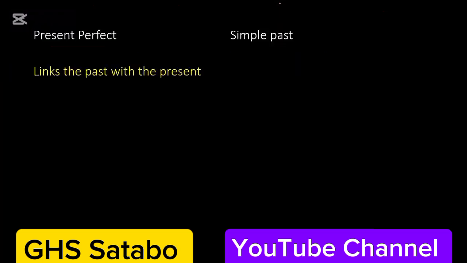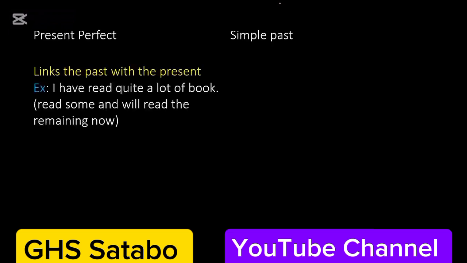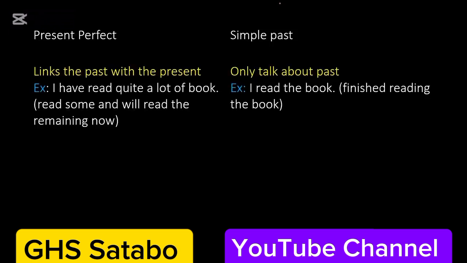Present perfect tense links the past with the present. What does it mean? I have read quite a lot of the book. So now I have read some and I will read the remaining. The task of reading the book has started in the past, but there is a certain task that is connected to my present. On the other hand, simple past only talks about the past. I read the book. That means I've clearly finished reading the book. It has nothing to do with my present time period.